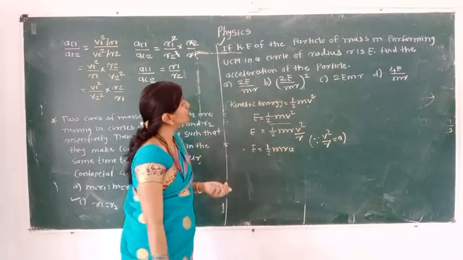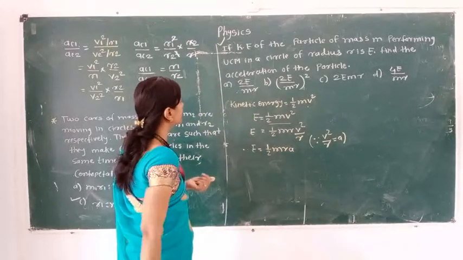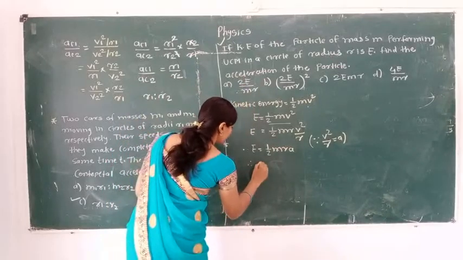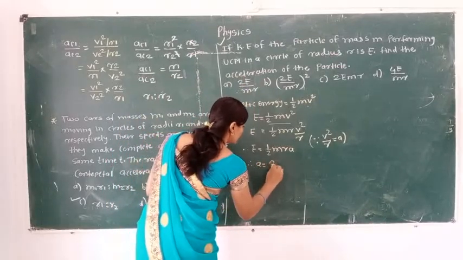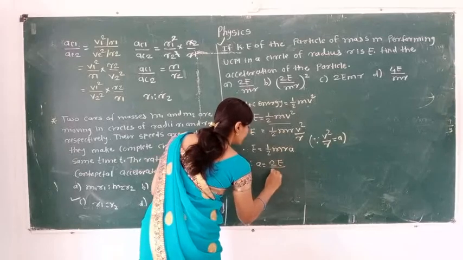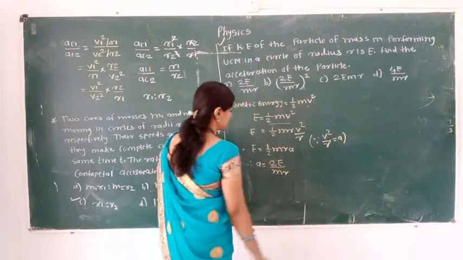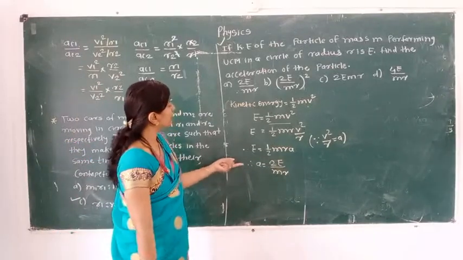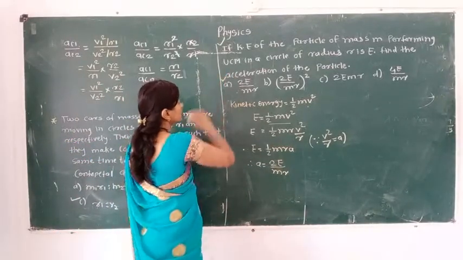Here we have to find the relation between the kinetic energy and acceleration. Find the acceleration of the particle. Therefore, A is equal to twice E divided by mr. It is a simple rearrangement. So the correct answer is option number one.